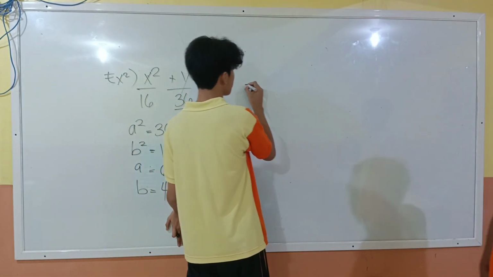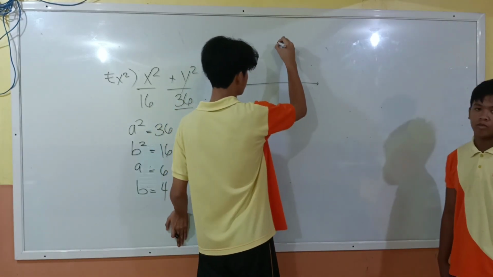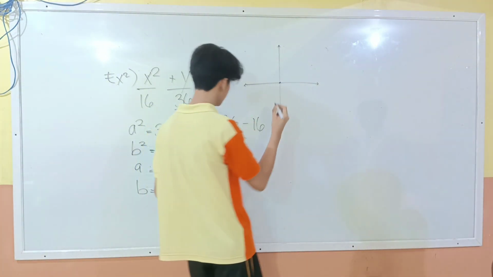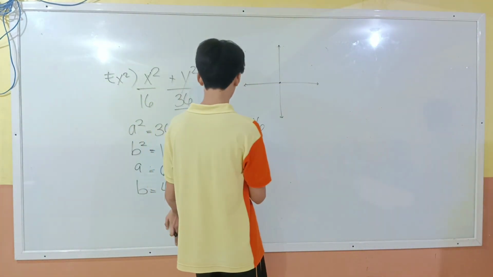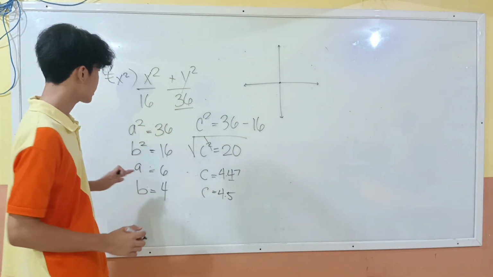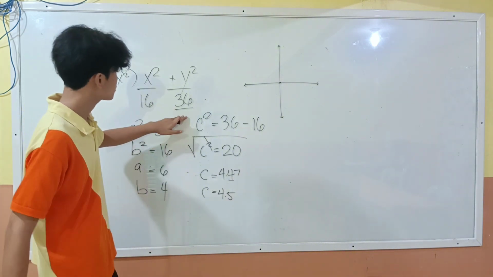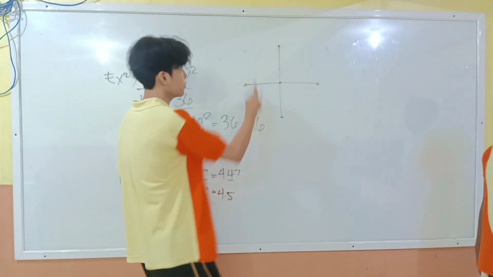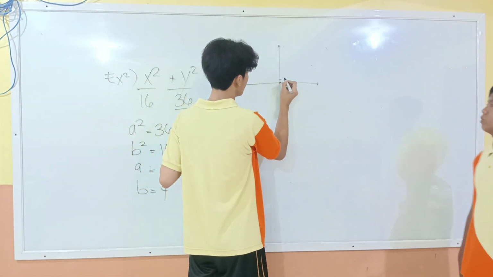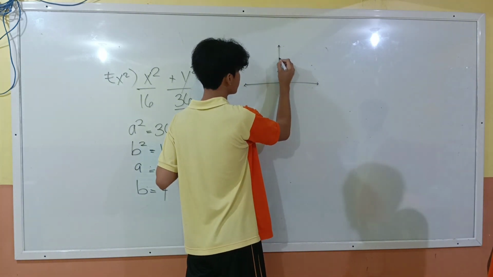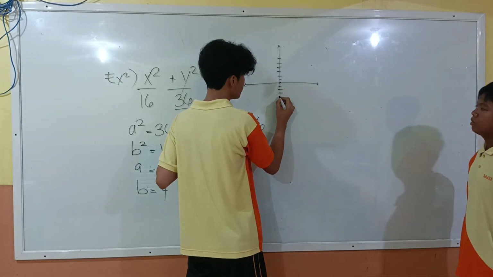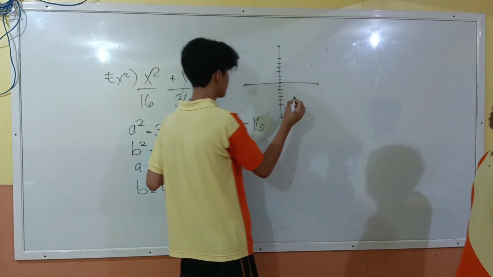So let's draw our Cartesian plane. Again, we are at 0, 0. So our origin is right here, or our center. And then we use a, the value of a, for our vertex. Since we know that a is on the y-axis, let's count 6 going up, and then 6 going down. So 1, 2, 3, 4, 5, 6. Then negative 1, negative 2, negative 3, negative 4, negative 5, negative 6.